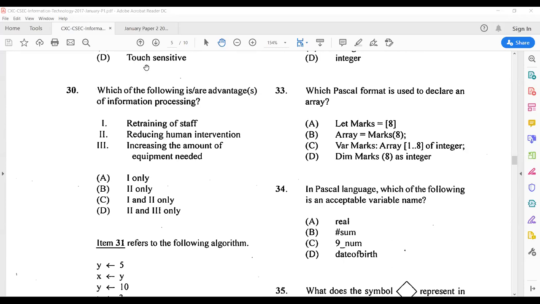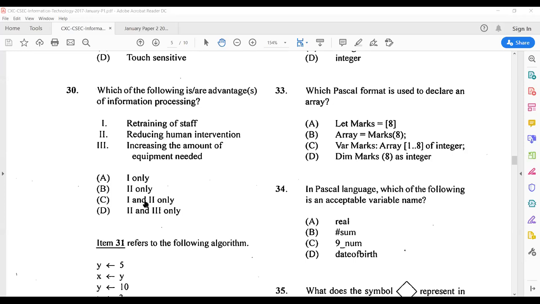So we have here some different options that are the impact to the company when they introduce information processing, right? So the answer is C, 1 and 2. Okay, so we have C and D as options, right? Now, when we're looking at advantages, we're talking about the business perspective and the changes they have to make, or how it impacts their business, right?